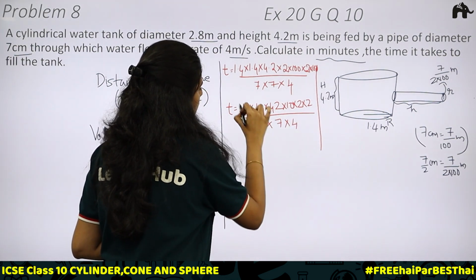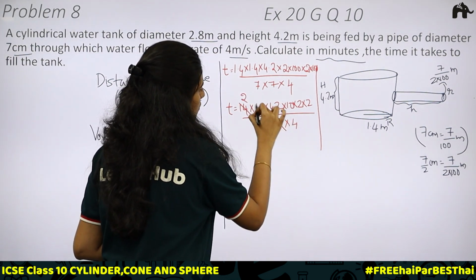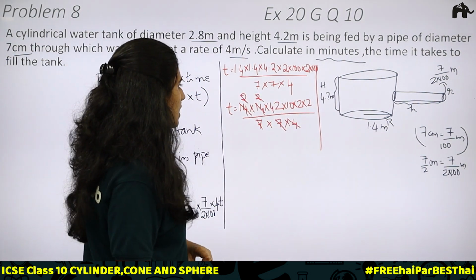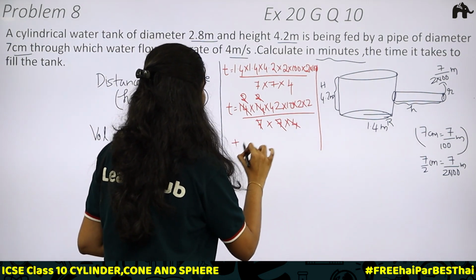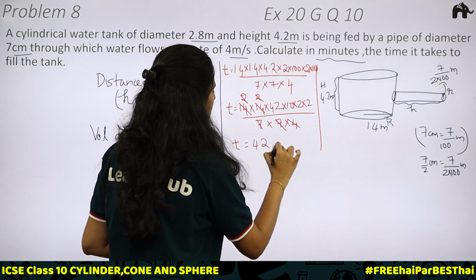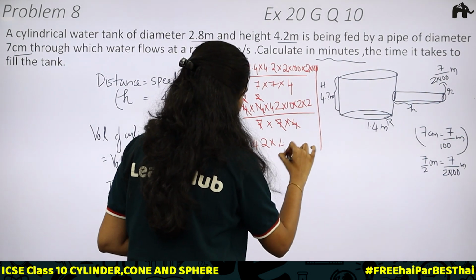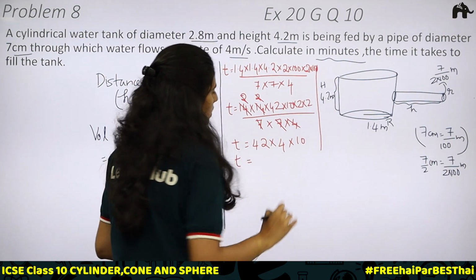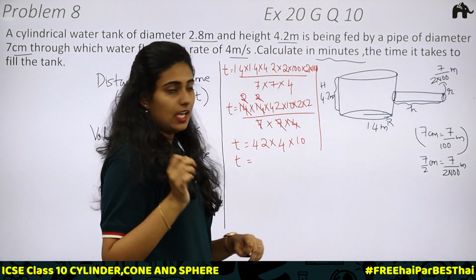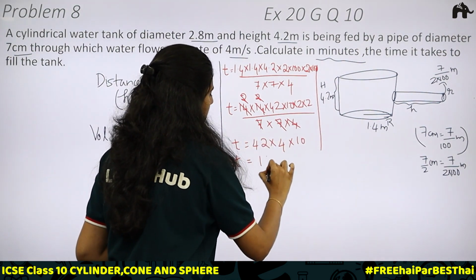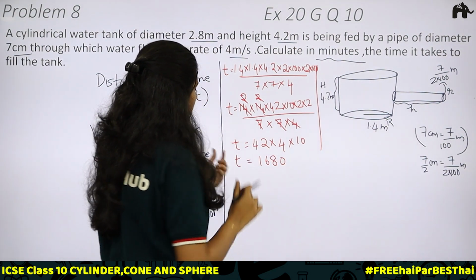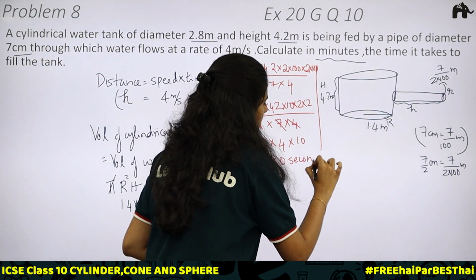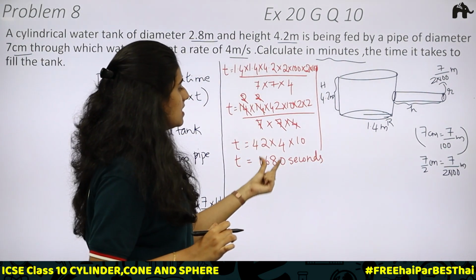Okay. 7, 14, 2 times. Again 7, 14, 2 times. 2 into 2 is 4. Even that can be cancelled. Then we will be having t is equal to 42 into 2 into 2, 4 into 10. And t is equal to 42 into 4 will be 168. 168 into 10, 1680. So, t is equal to 1680 seconds. Remember this. t is equal to 1680 seconds.